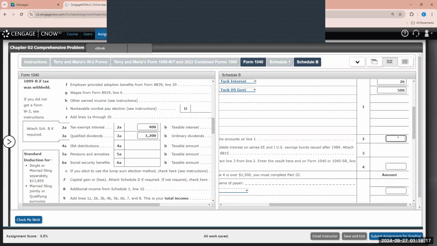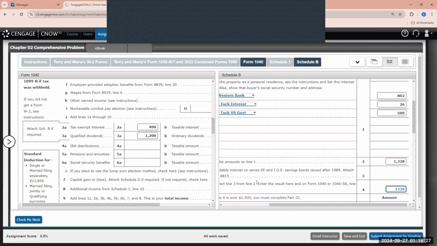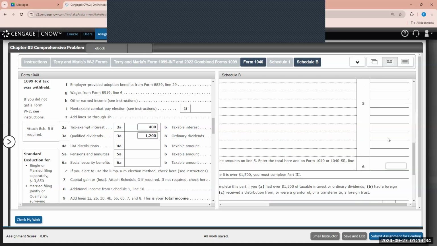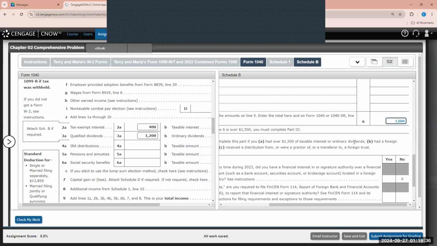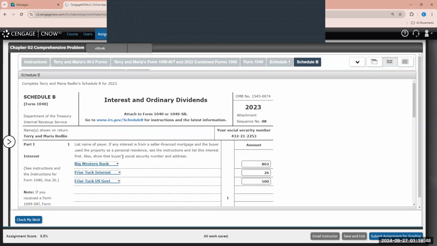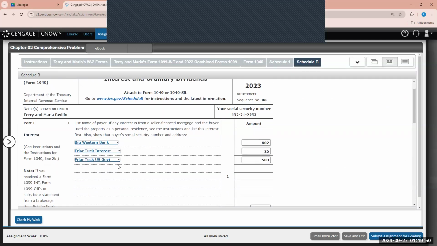So basically the amounts that we report here on lines 2A, 3A, 2B and 3B is how we determine the amounts. And then we had the Fire Truck investments, ordinary dividends of $1,200. So that's how you would complete the Schedule B, essentially. And then the key thing is when you are utilizing the tax software, you input the 1099-INT and 1099-DIV information, and it transfers over. But again, just want you guys to see exactly how it's done. For the Schedule B, we have the Big Western Bank.